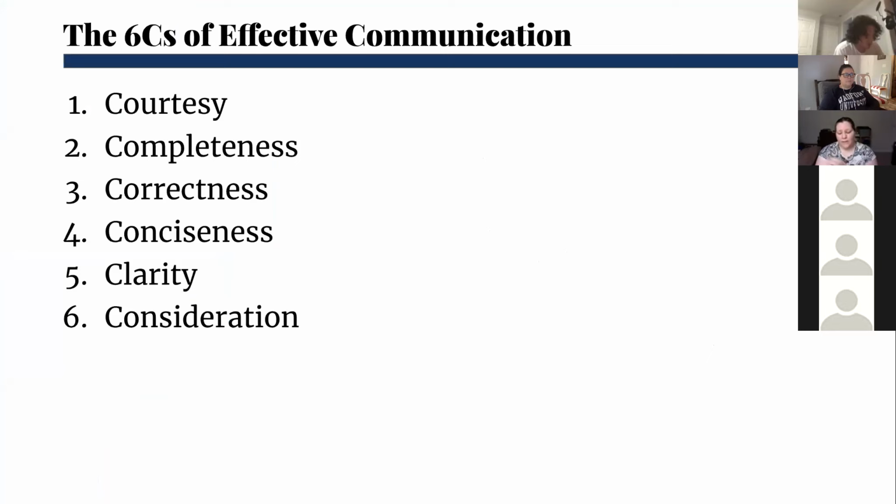So how do we get to effective communication? My little tip for you is going to be to think through the 6 C's of communication, or the 6 C's of effective communication. Okay. They're all here on the screen, but then we'll take a look at groups of 3 of them at a time. So courtesy, completeness, correctness, conciseness, clarity, and consideration.